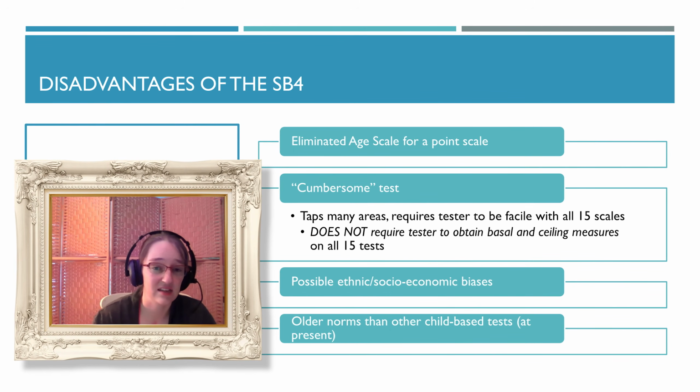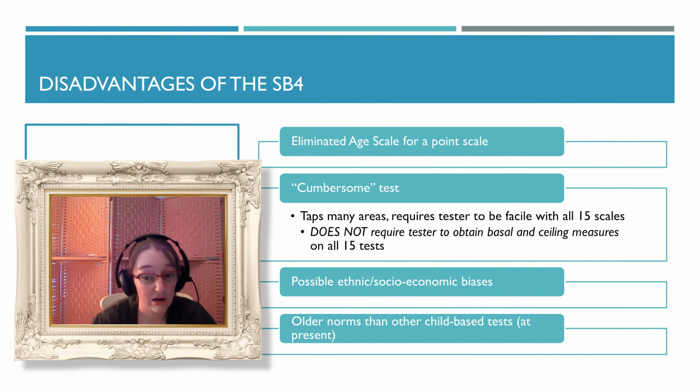It eliminated the age scale for a point scale. It is burdensome. It's a cumbersome test. It's 15 things, so it taps a ton of areas. It does require the tester to be facile at all 15 of those different specific tests. I mean, it doesn't require the tester to obtain basal and ceiling measures for all 15 tests, but kind of does.